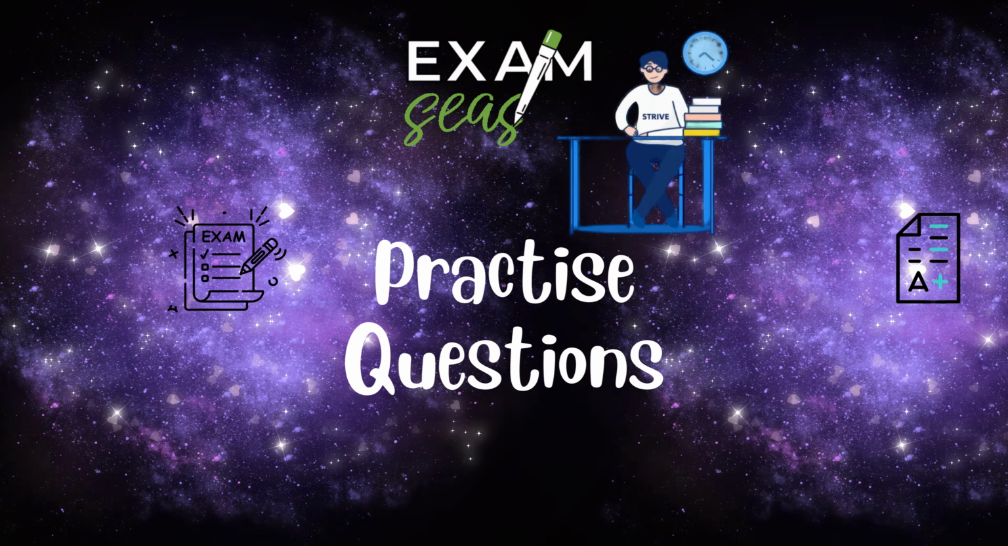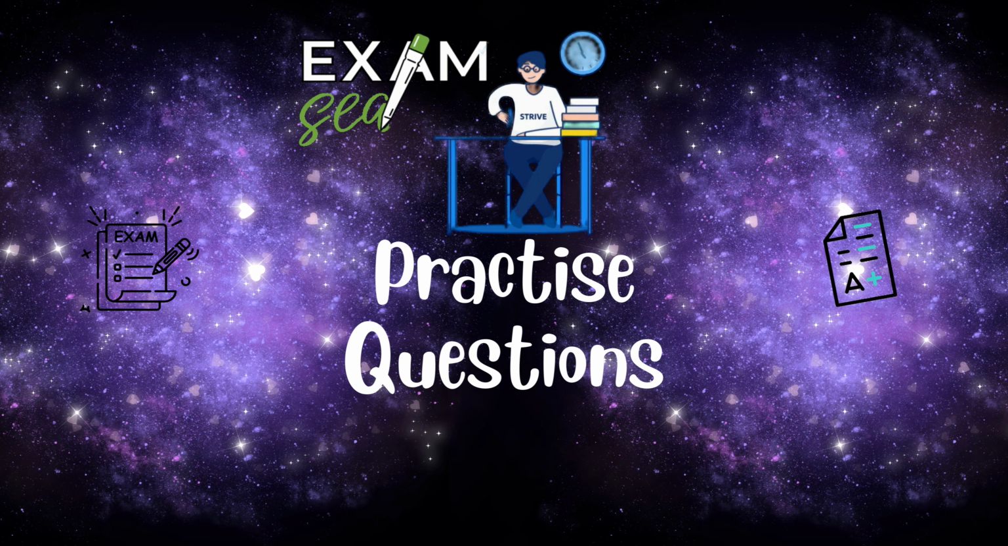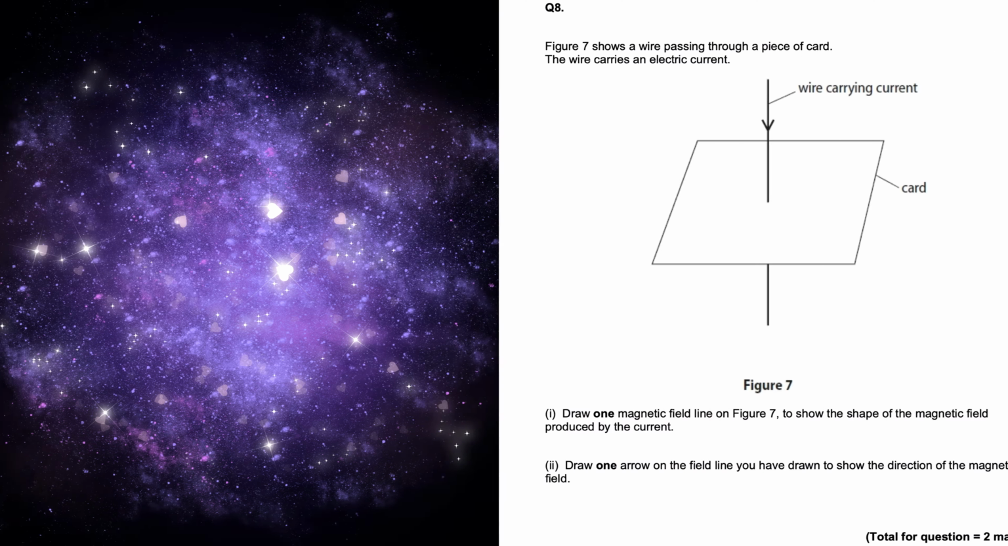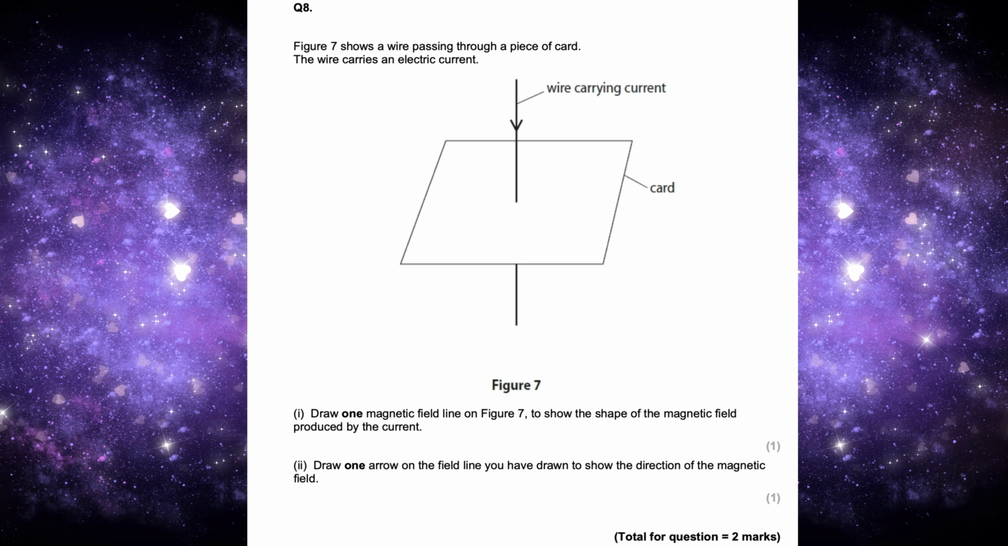Now let's apply all the concepts we have learnt to exam practice questions. Figure 7 shows a wire passing through a piece of card. The wire carries an electric current. Draw one magnetic field line on Figure 7 to show the shape of the magnetic field produced by the current.